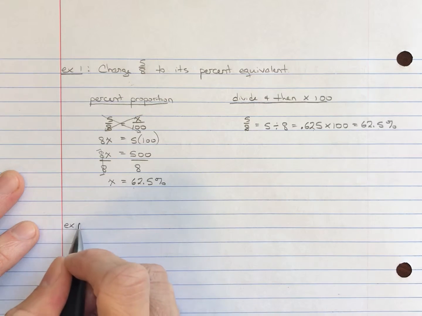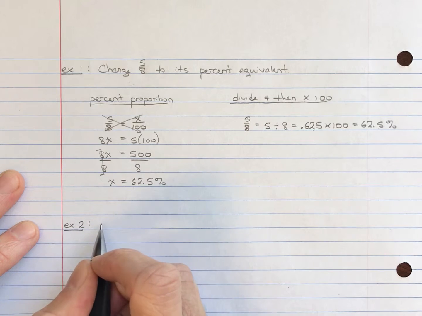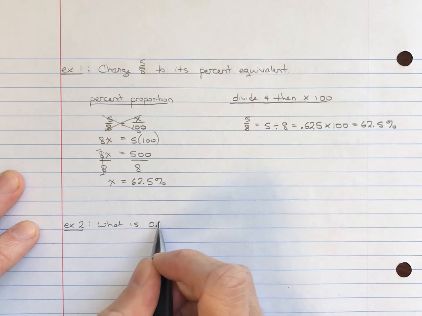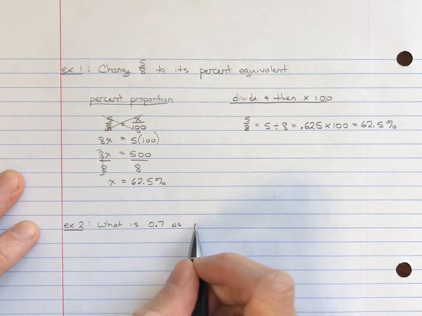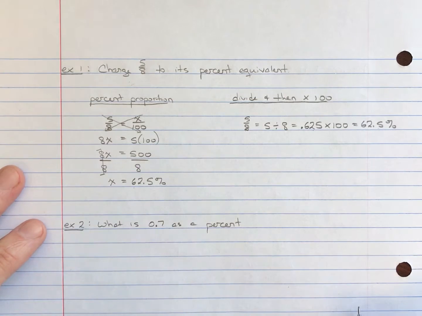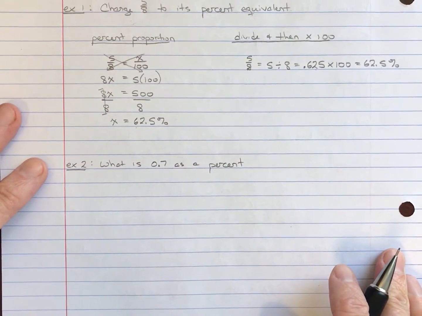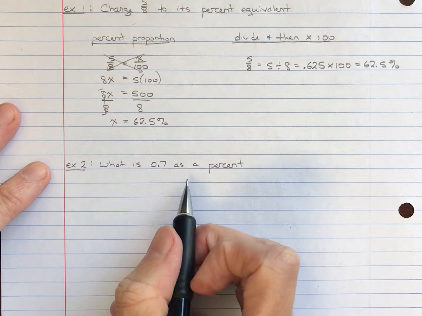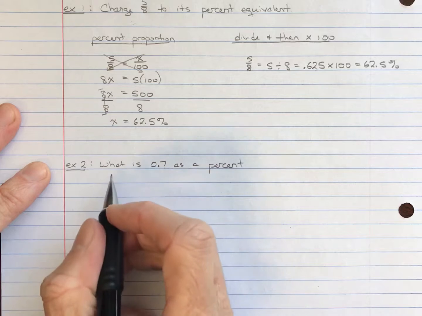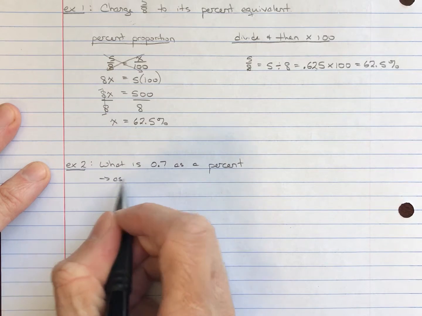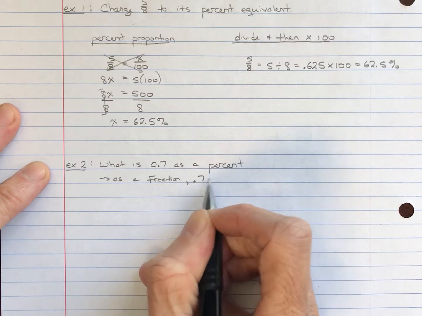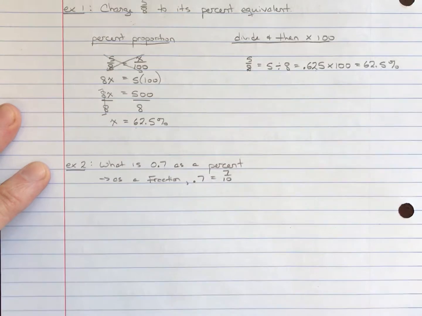Okay, let's take a look at a second example. How about what is 0.7 as a percent? Well, first things first, we need to write this as a fraction, and this 7 is in the tenths place. So as a fraction, 0.7 is equal to 7/10.